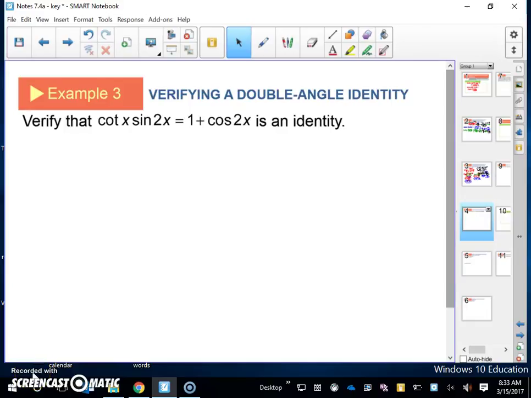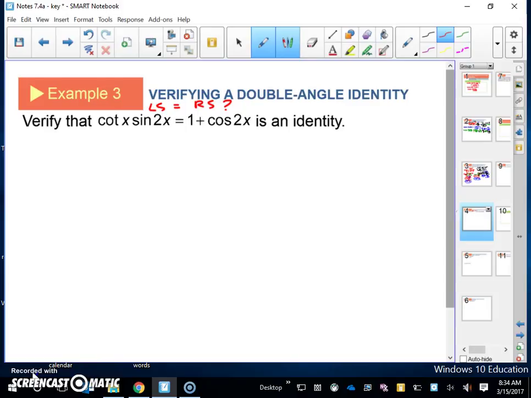Example 3, verify this identity. Okay, verify this is an identity. So we have cotangent x sine 2x equals 1 plus cosine 2x. What your job is on these verify problems, every single time, is to try and find some identity hidden inside it. In general, we want to take an identity, use that identity, and then do some algebra and stuff cancels out. That's pretty much what it is. Remember, our goal is to show the left side equals the right side.